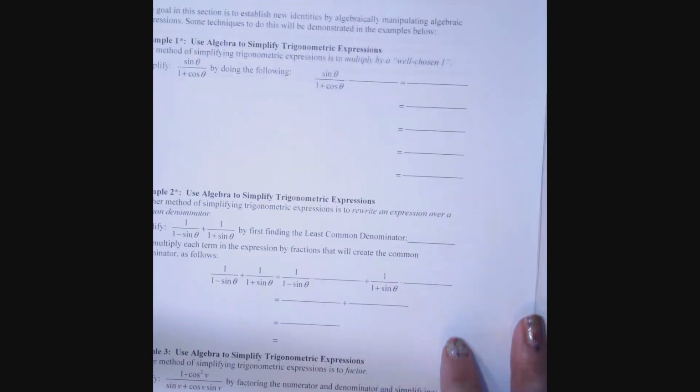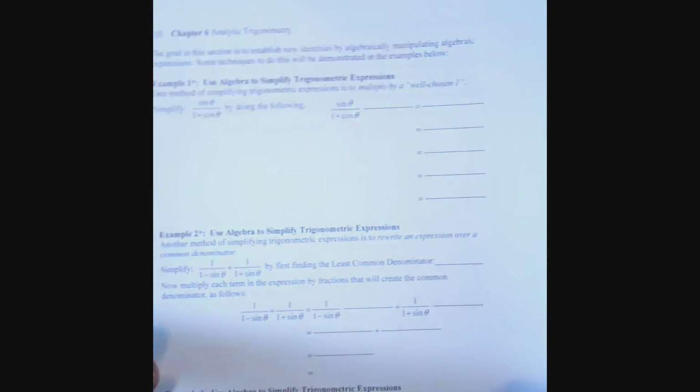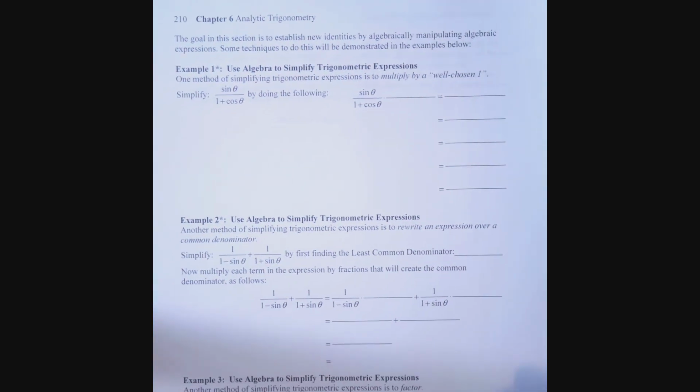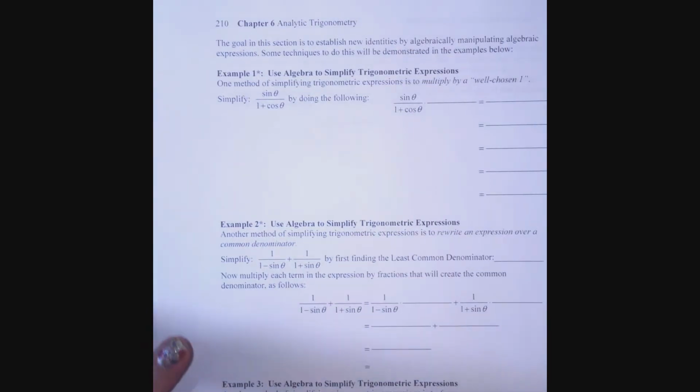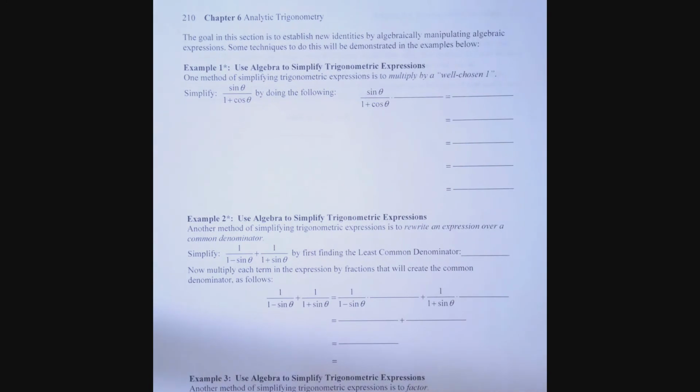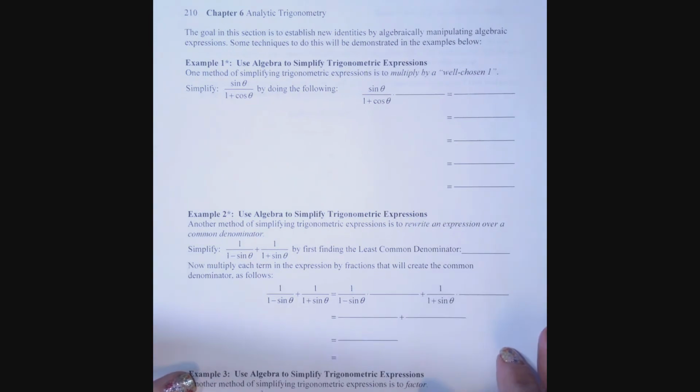Okay, let's look at the next page. The goal in this section is to establish new identities by algebraically manipulating expressions. Some techniques to do this will be demonstrated. So here's the deal. You do not automatically know how to verify identities. You need some tools in your toolbox. We're going to give you some tools in your toolbox. Verifying identities is still trial and error. You've got to just start somewhere and work and see if it works, and if it doesn't, you start over and try something else. But the more tools you have in your toolbox, the more things you have to try, the better off you're going to be.